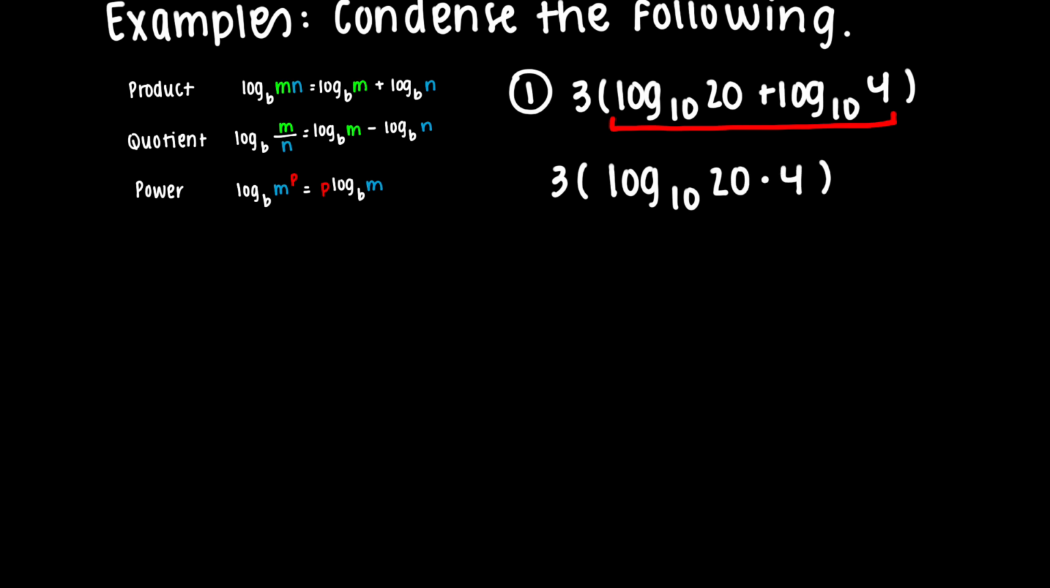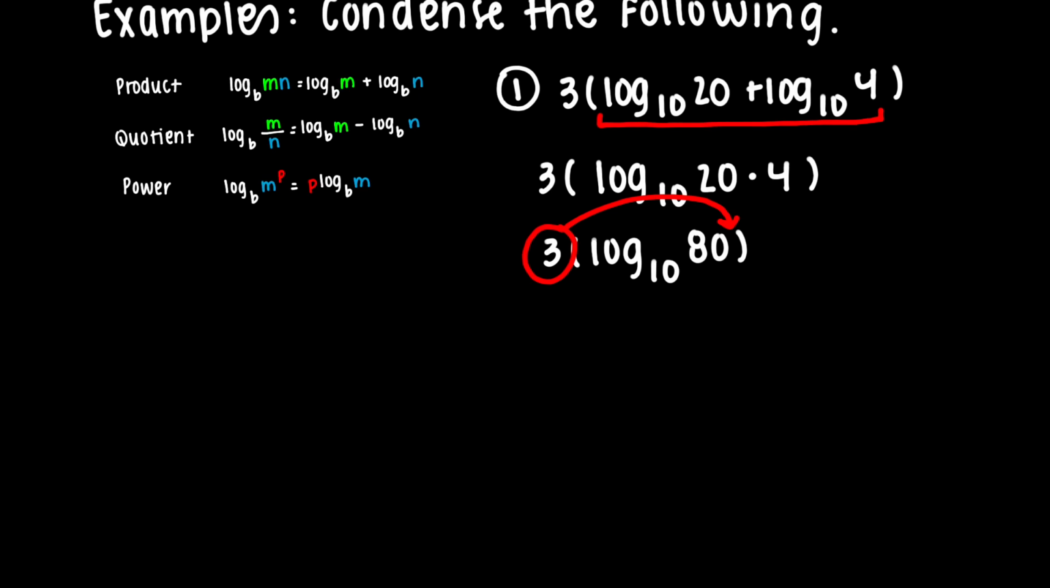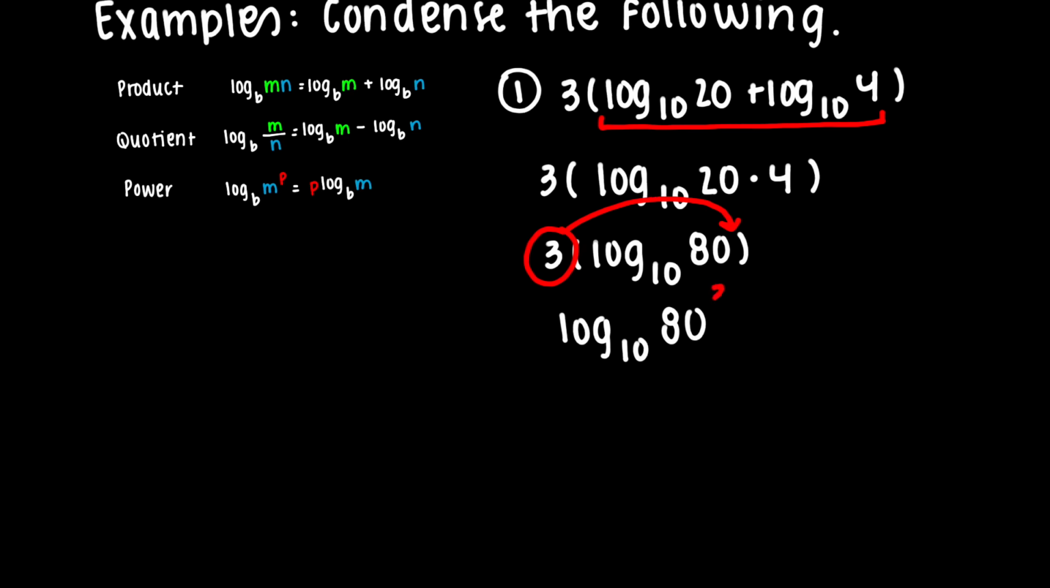Now I need to keep going because I'm not done. So I still have the 3 on the outside, log base 10 of, and then 20 times 4 gives me 80. I still have that 3 out in front, and so we're actually now going to do the opposite of the power rule. I'm going to take that 3 out in front. It's going to come up as an exponent. So my final answer will look like log base 10 of 80, and it has an exponent of 3. You can leave your answer just like this. I don't need you to plug in 80 to the 3rd.